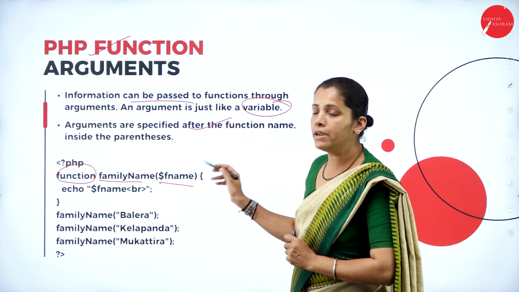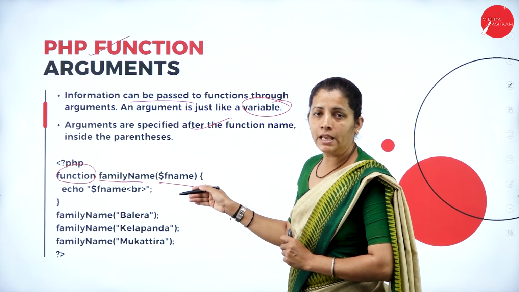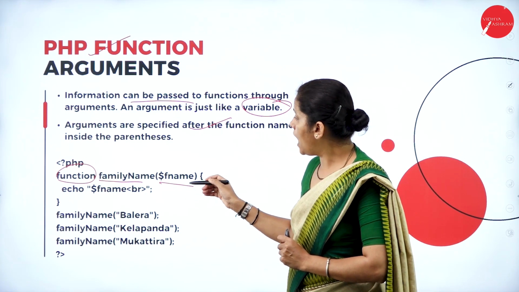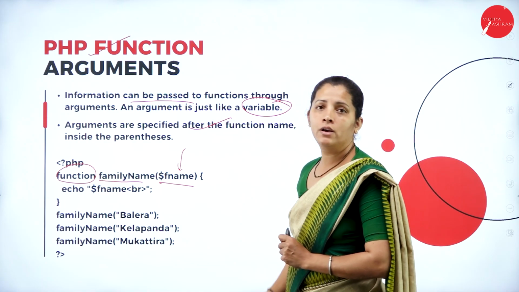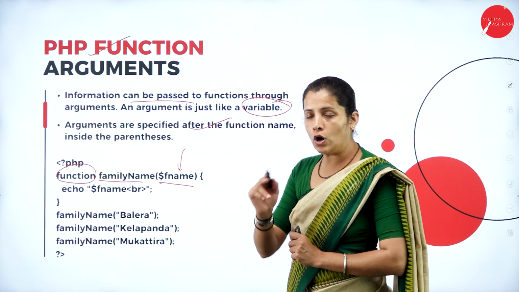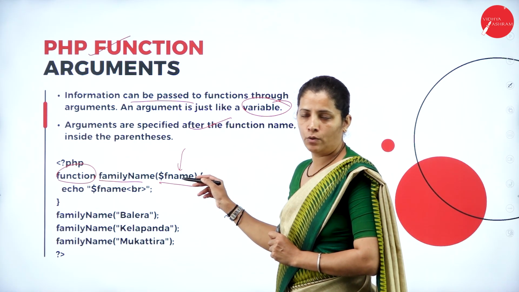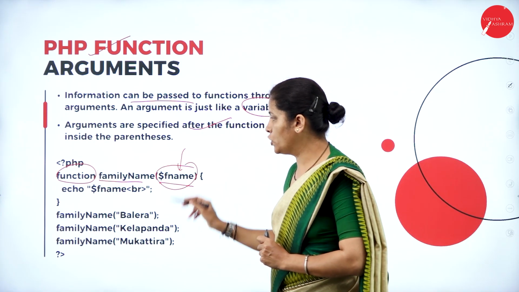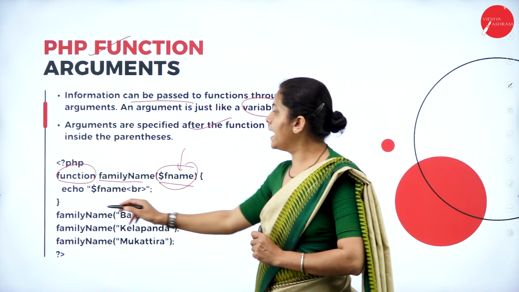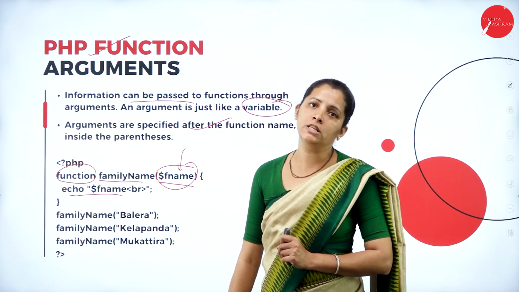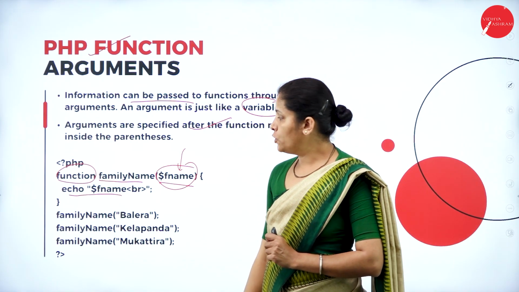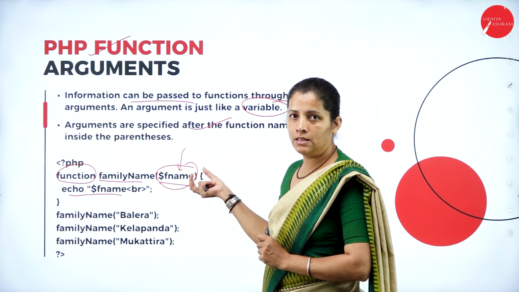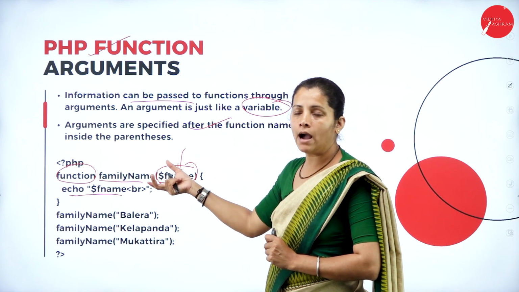Argument is nothing but the variables. In PHP, how do I write variables? That is a dollar sign and the variable name. This is your argument. After that, I want to display the argument, that's nothing but the variable, which holds the value.